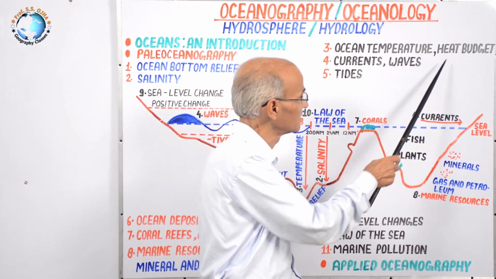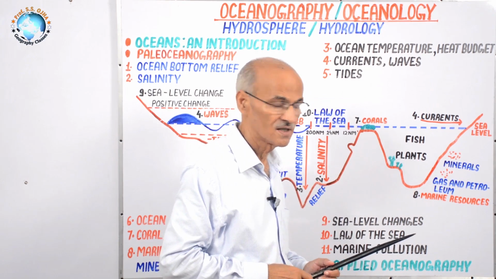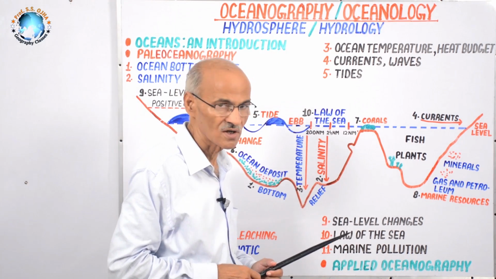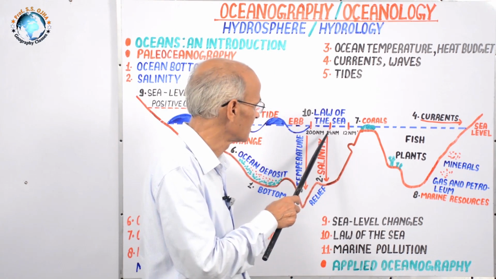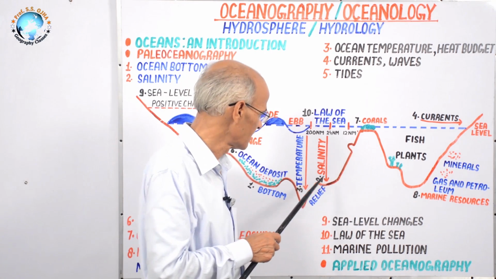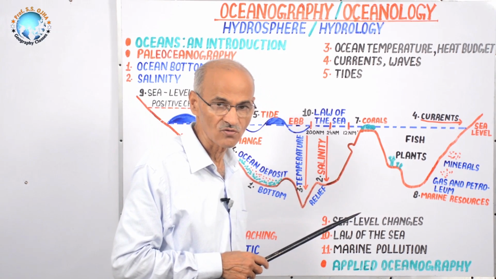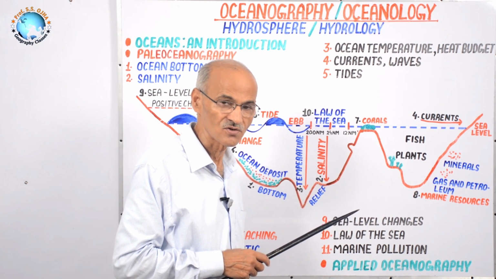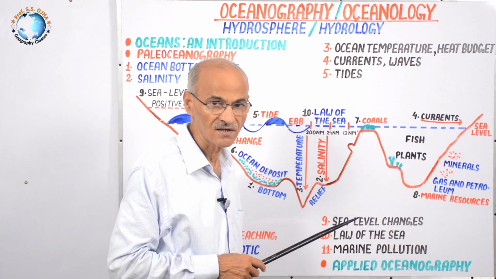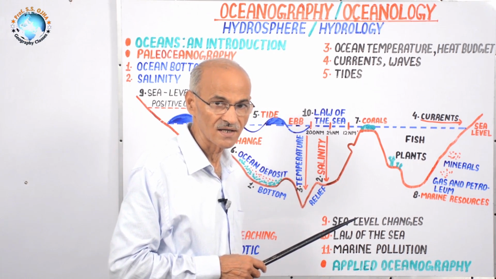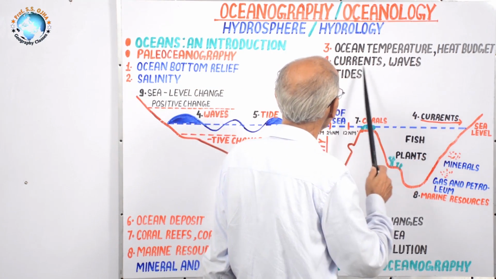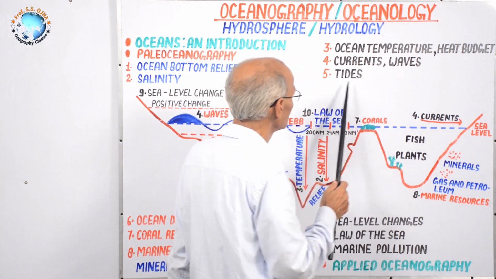And as we study heat budget in the atmosphere, in the same way there is a study of heat budget in ocean water also, because if the sea level temperature is plus 25 degrees Celsius and the bottom temperature is -2 or -4 degrees Celsius, certainly nature cannot tolerate variation, rather it will try to maintain heat balance, that will be the subject matter of heat budget. Next point is currents, waves and tides.